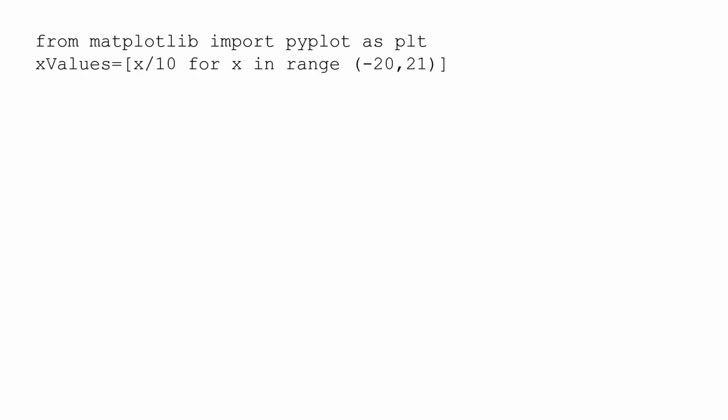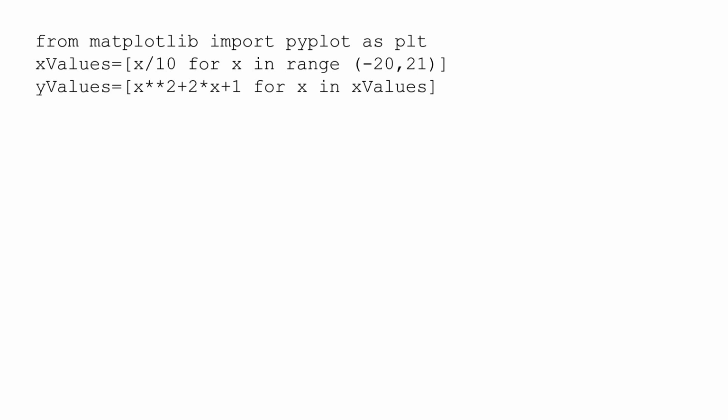From matplotlib, import pyplot as plt. x_values equals x/10 for x in range(-20, 21). This way, x_values is a list containing the values -2.0, -1.9, -1.8 and so on till 1.8, 1.9 and 2.0. Now y_values. y_values is equal to list of x squared plus 2x plus 1 for x in x_values. Now y_values is a list containing values of the polynomial x squared plus 2x plus 1 for each value of x from the list x_values.